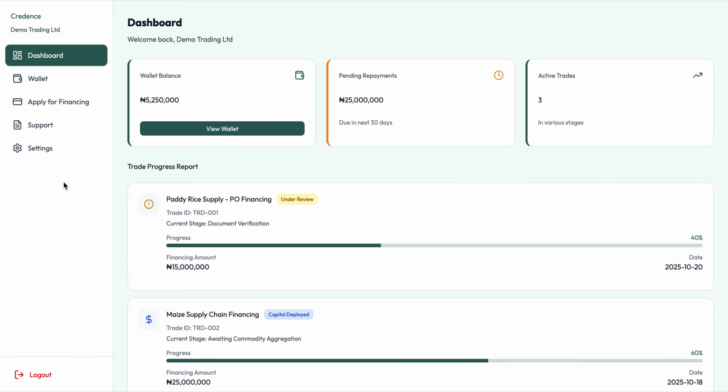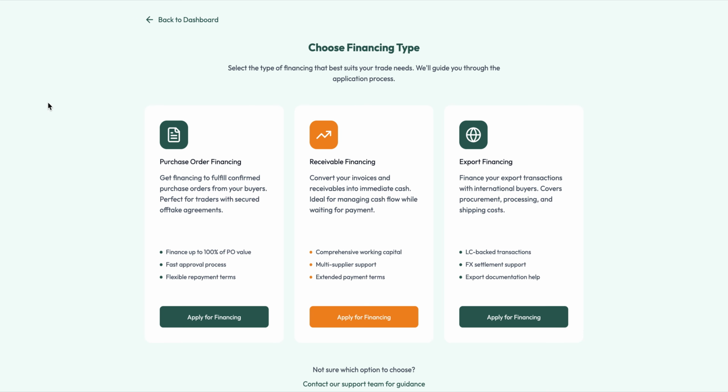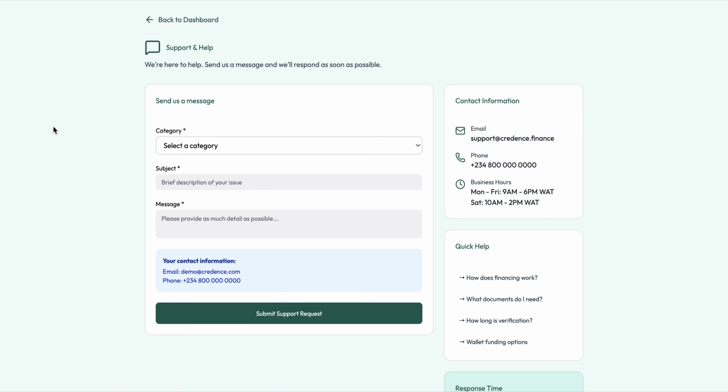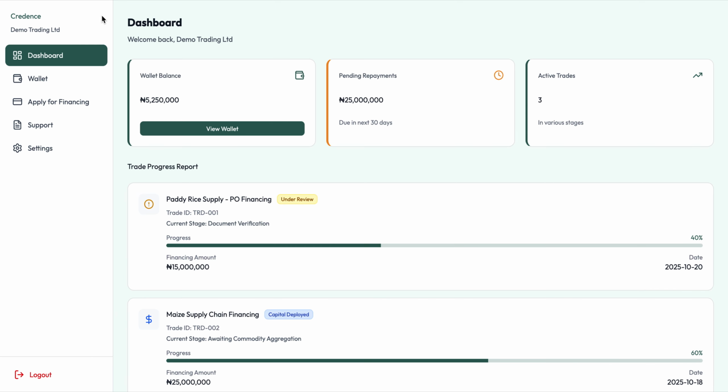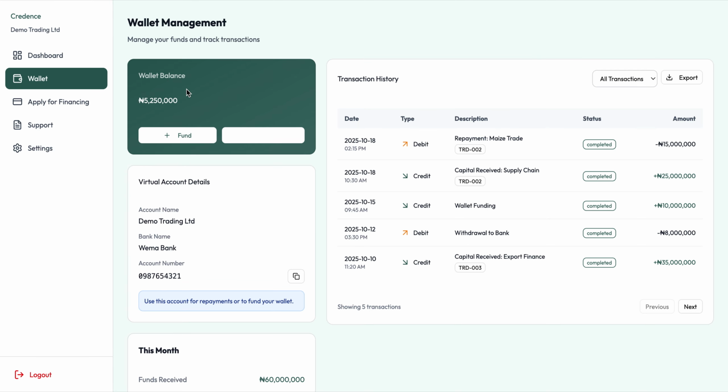We have the major features that cater for your needs, such as the wallet system, where you can apply for finance, the support, and also settings. We ensure to keep it very lean and, more importantly, speaks to the needs of the traders. As a trader, when a financier is funding your trade, you get to see the capital in the wallet system. Your wallet enables you to consolidate your transactions and, more importantly, gives visibility into how you are financing commodities.